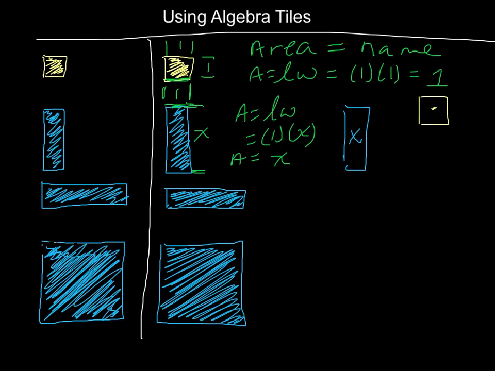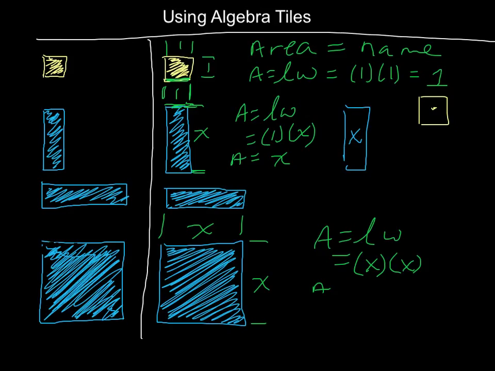All right, lastly, once again, we looked at this during class, and this side and this side line up exactly. So that means this must be a length of x. And this side lines up exactly, so that's a length of x. So then the area is equal to length times width. So the area is equal to x times x. So then this area is equal to x squared, and that's the name of it.